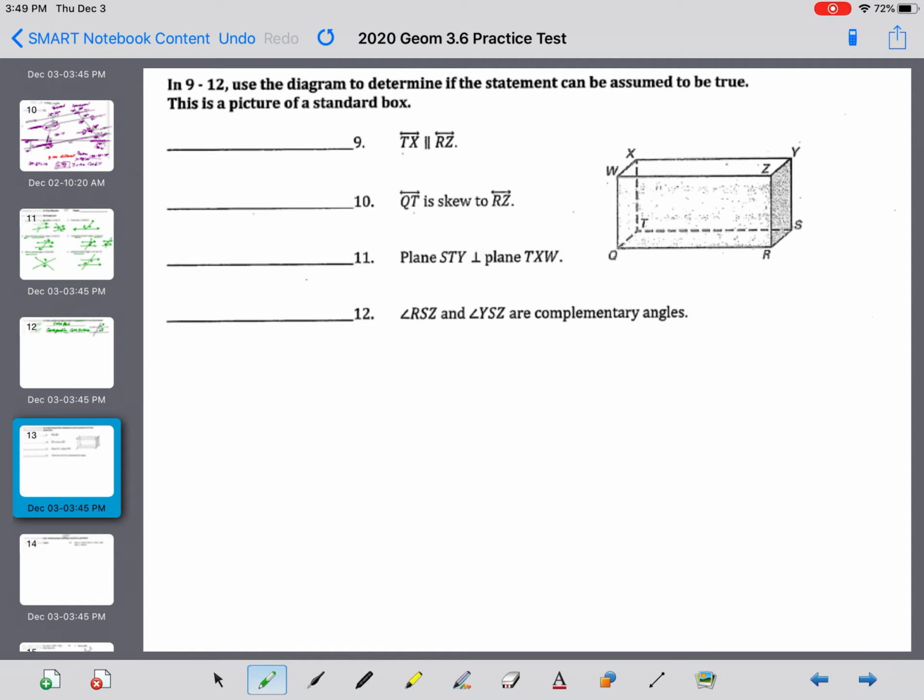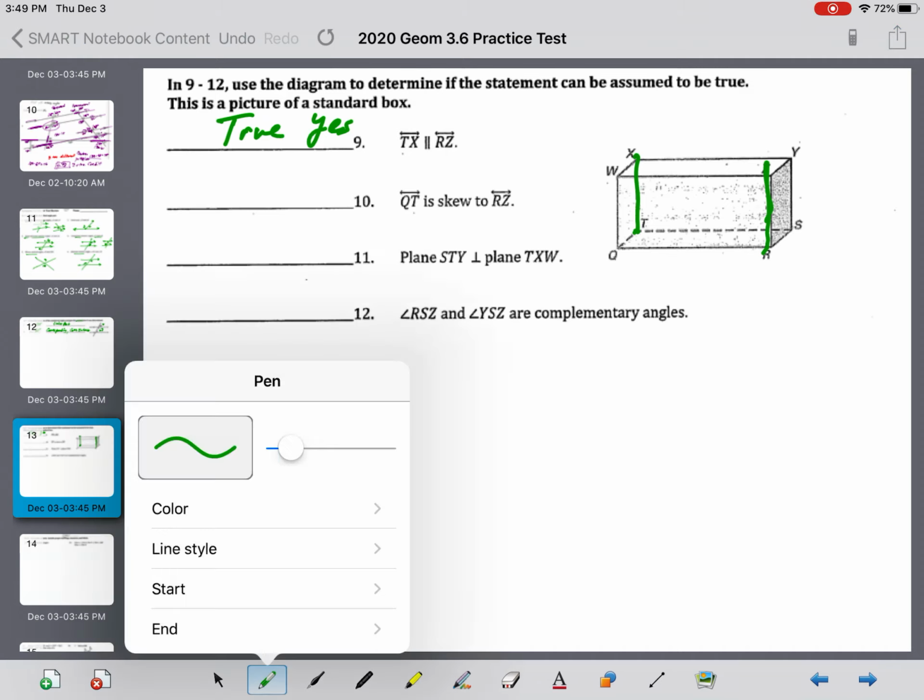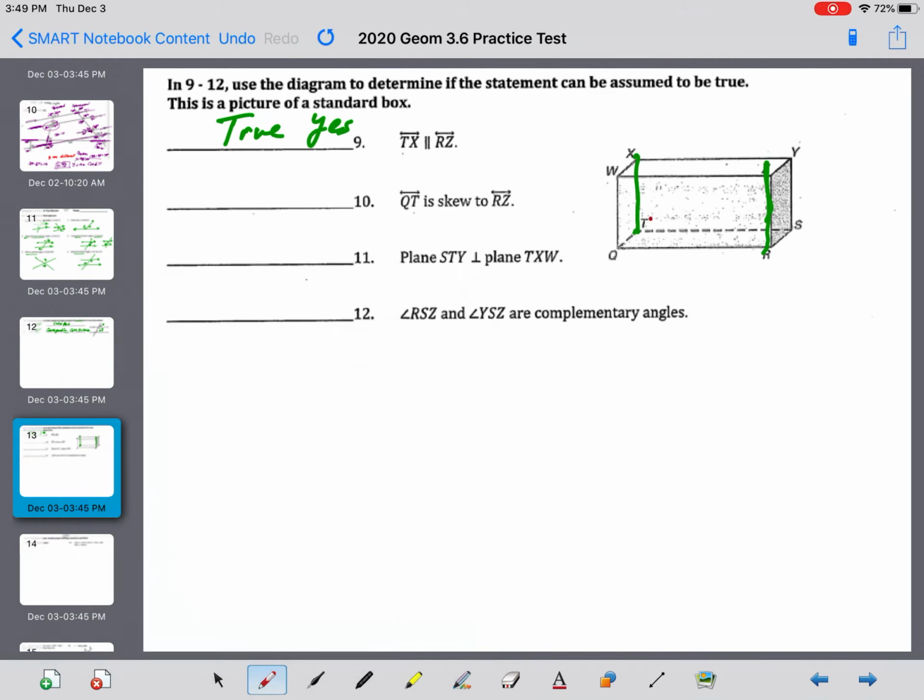Next, we go here, and this is some 3.1 stuff. We've got a box here, a standard box. Is TX parallel to RZ? Where's TX? TX is standing up over here. RZ is standing up over here. They're going in the same direction. Yes. This is a yes. We can either put true or we can put yes. QT is skew to RZ. Yeah, QT is down here along the bottom edge, and it's not going to hit RZ. RZ is still over here, but it's not parallel. So this one's a true or a yes.